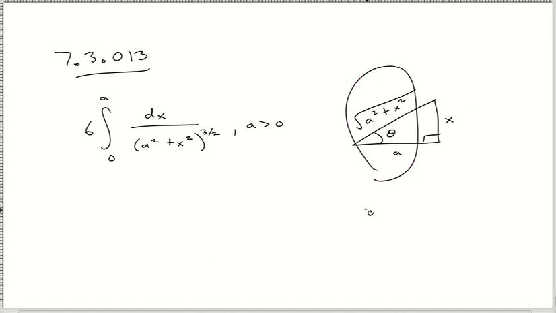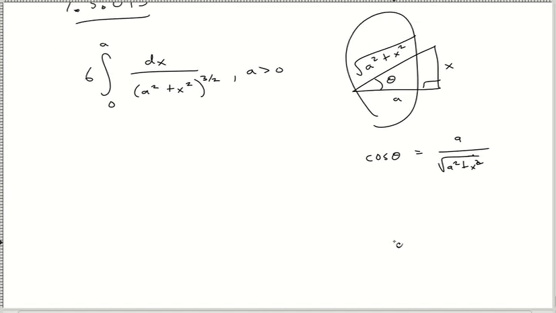These two here are going to be pretty simple. I got adjacent, I got hypotenuse, that's going to be a cosine. Cosine theta is equal to a over the square root of a squared plus x squared, right? That's pretty simple. We like that kind of guy. And that's an a, not a 9. Everything that looks like a 9 around here, that's an a, okay? A-okay. I'm going to use that here in a second. In fact, to be more technical, you can move these around: the square root of a squared plus x squared is equal to a over cosine theta. And then you can cube the whole thing, and it'll just plug right in.